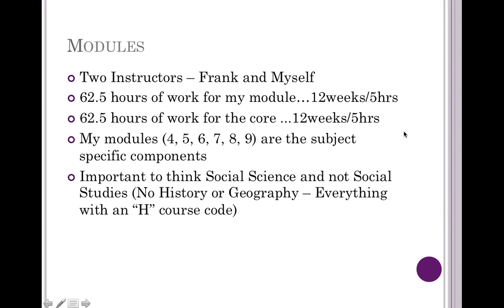So this course does have two parts to it. You're supposed to spend 62.5 hours working on my modules over the 12 weeks, so this is about 5 hours a week is what it averages out to. And you're supposed to spend 62.5 hours over the total amount of time on the core section. So my modules are modules 4 through 9.